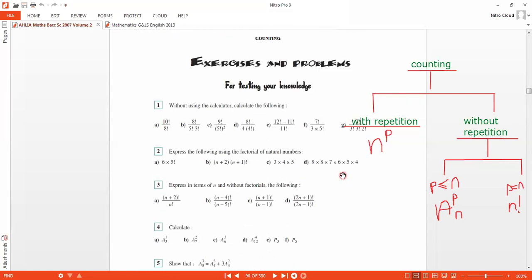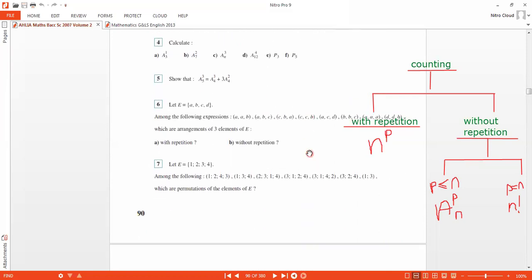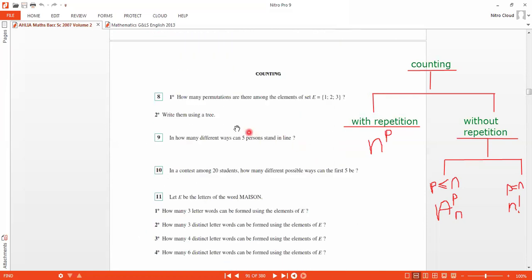I will start in question number 8. How many permutations? Whenever you see the word permutation, it means they are using 3 out of 3 without repetition. So how many permutations are there among the elements of set 1 to 3? It's 3 factorial, which means 6 cases.